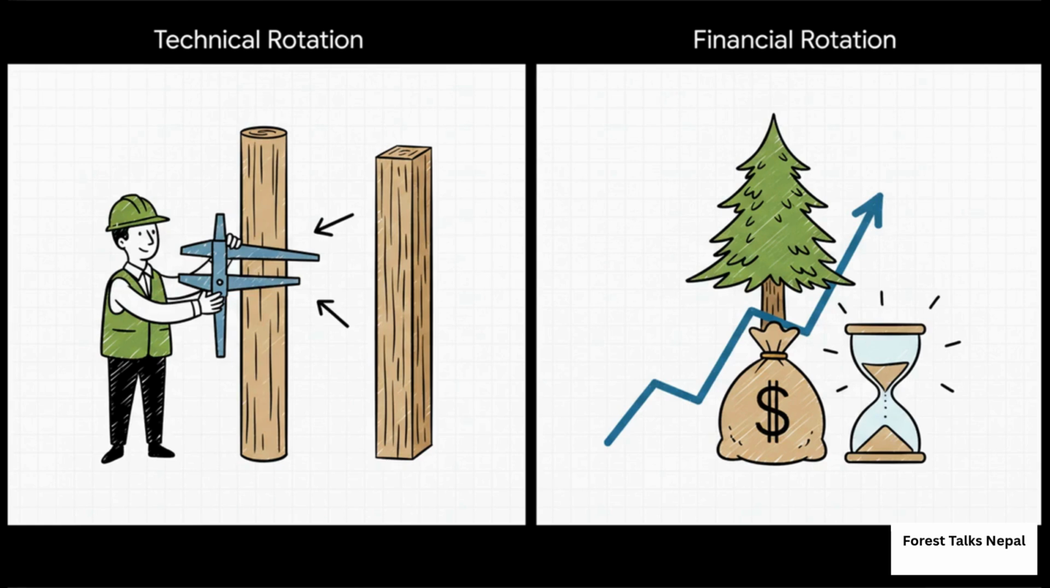Financial rotation, on the other hand, well, that ignores specific product size completely in favor of the wallet. The basis here is maximum financial return, and the objective is the highest profit. They're basically timing the market, watching interest rates, and calculating tree growth to pull the trigger exactly when the harvest makes the absolute most money.